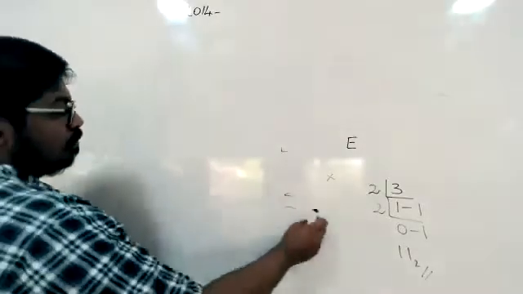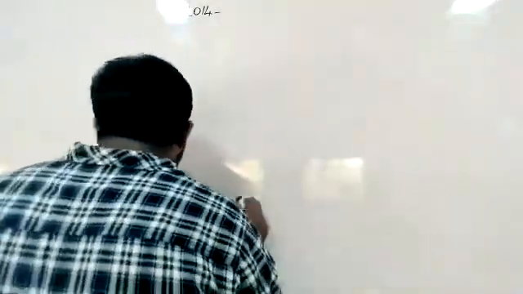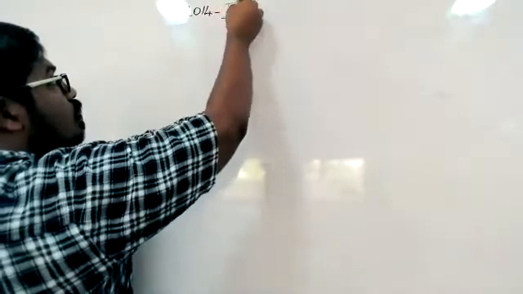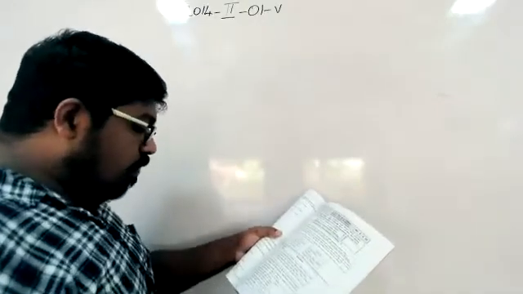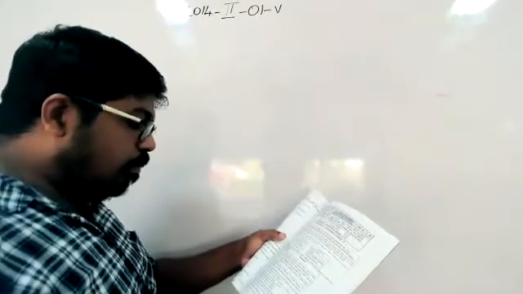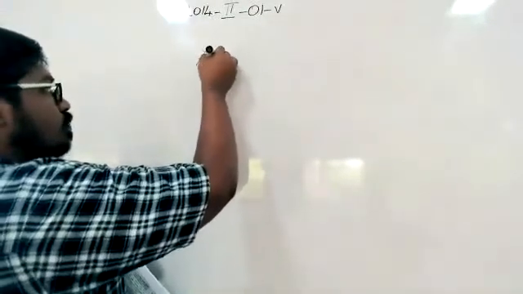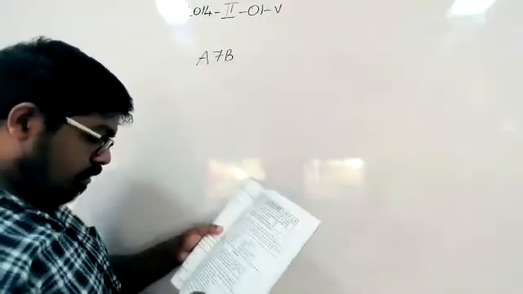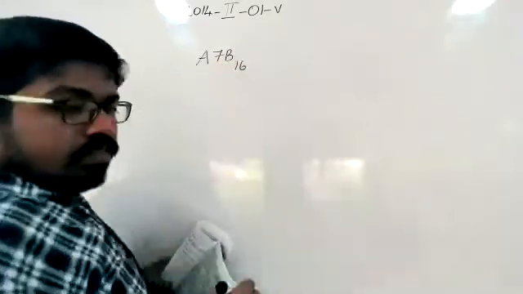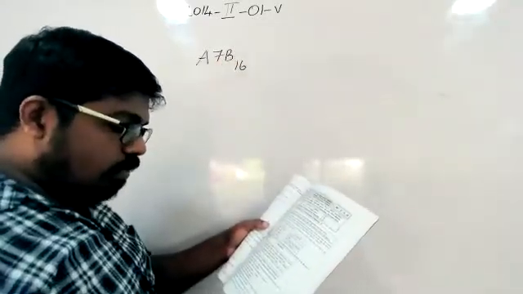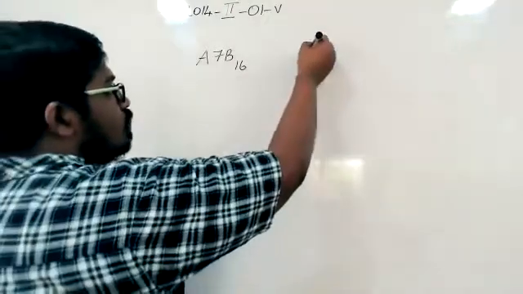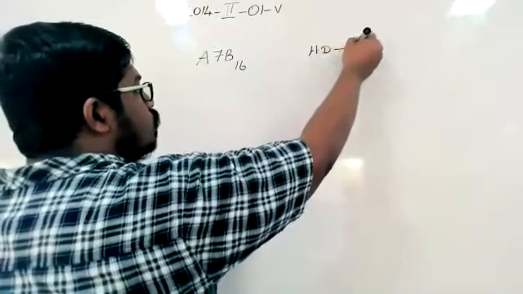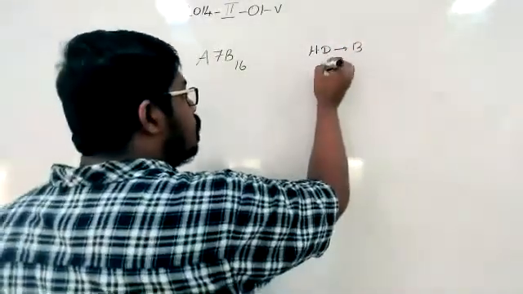In the 2014 paper, in part 2, question number 1, part 5 is your first question. Convert the hexadecimal number A7B base 16 into its equivalent binary number. Show your computation.